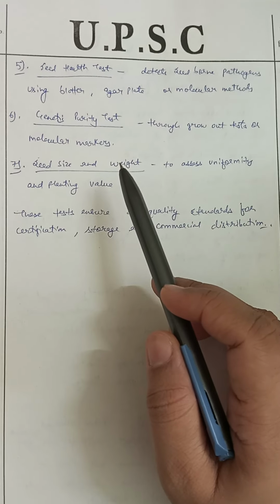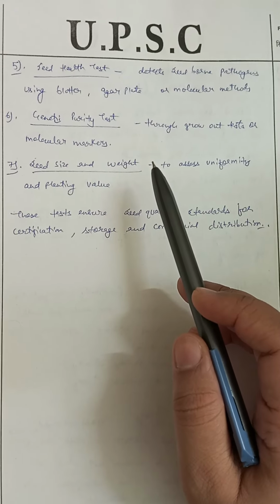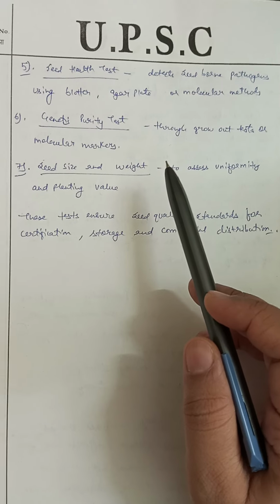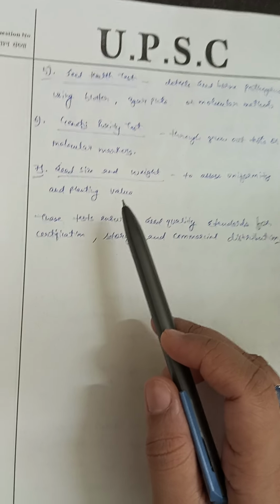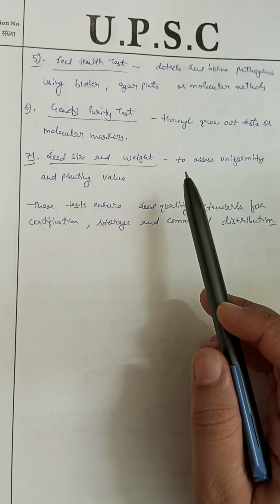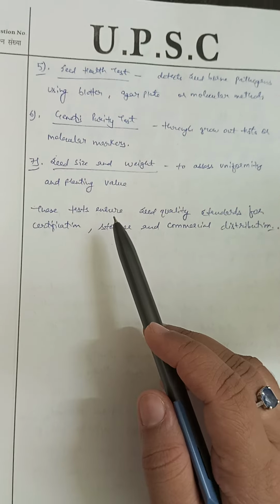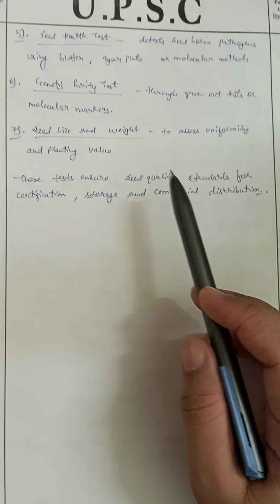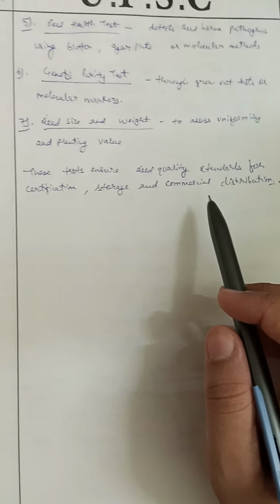Then sixth is the genetic purity test, through grow out test or molecular markers. Then seed size and weight, which is used to assess the uniformity and the planting value. So these tests ensure seed quality standards for certification, storage and commercial distribution.